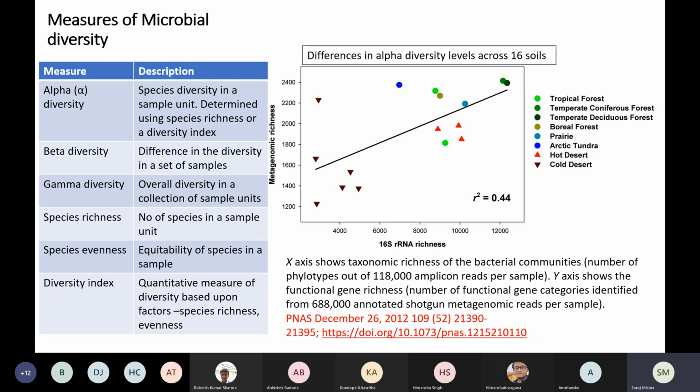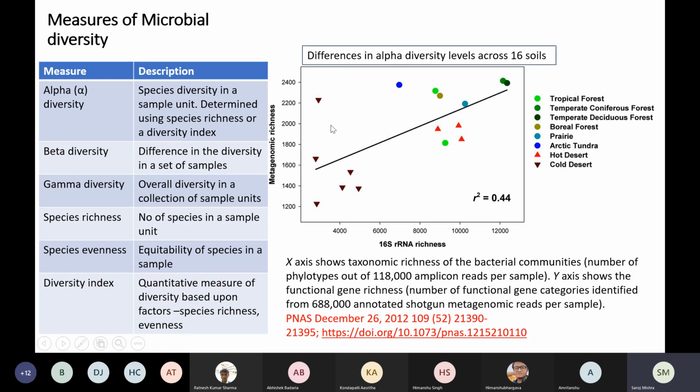Because anytime you clone a gene from such a microbial population, you have a microbe, and when you make a metagenomic library of that, you are practically sequencing the entire genome of that microorganism. So this represents the functional diversity. And this represents only the diversity at the 16S level. So it is a single gene, and these are the multiple genes. This is what the data on the y and the x-axis refer to.